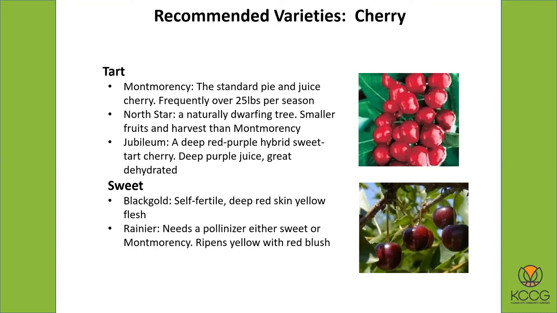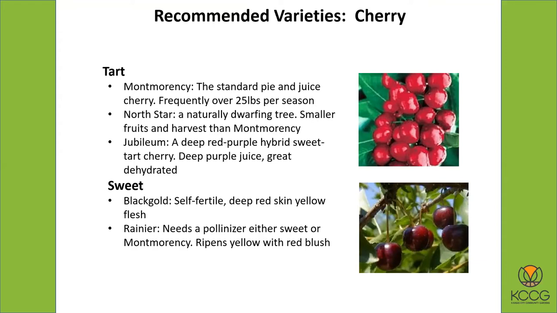Now, one tree that unfortunately we have sold out of this year already is the Jubelium, which is a hybrid between a sweet and tart cherry. These cherries have a very deep purple fruit. As a matter of fact, that is the bottom photo that you're looking at there, the Jubelium. It's a deep red to purple fruit, very large, and while still being a tart cherry, they have a higher Brix, meaning a higher sweetness. They're just wonderful, and they're very good dehydrated. So if you can find that one out there on the market, I do suggest it. It does take a while to actually start fruiting, though.